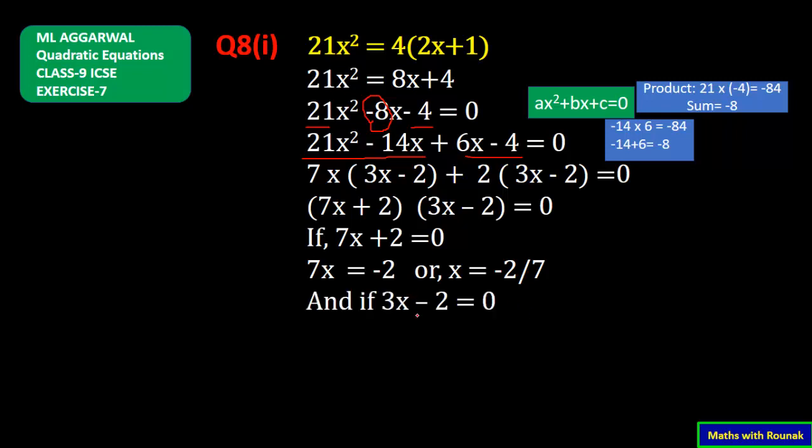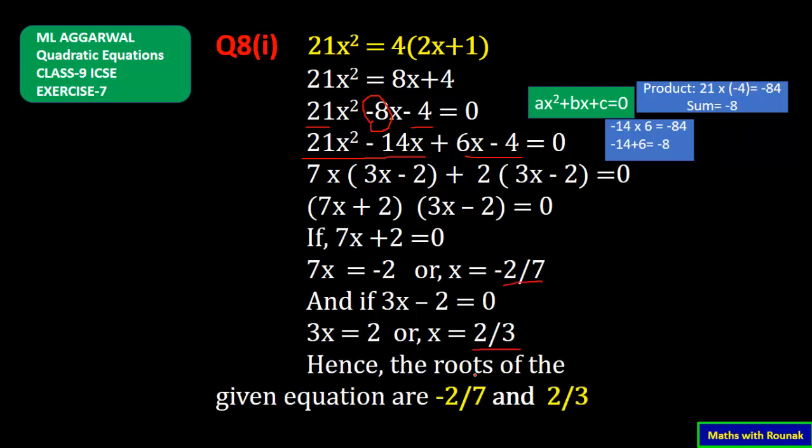And if we take 3x − 2 = 0, then 3x would be equal to 2, as negative 2 will go to the right hand side and will become positive. And 3, as it is multiplied with x, it will be divided. So x = 2/3. And now we have our two values of x, −2/7 and 2/3. Hence we can conclude that the roots of the given equation are −2/7 and 2/3.